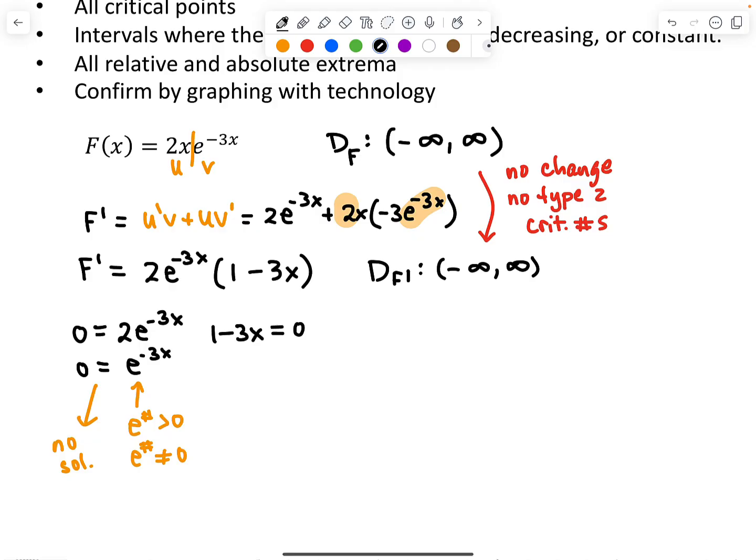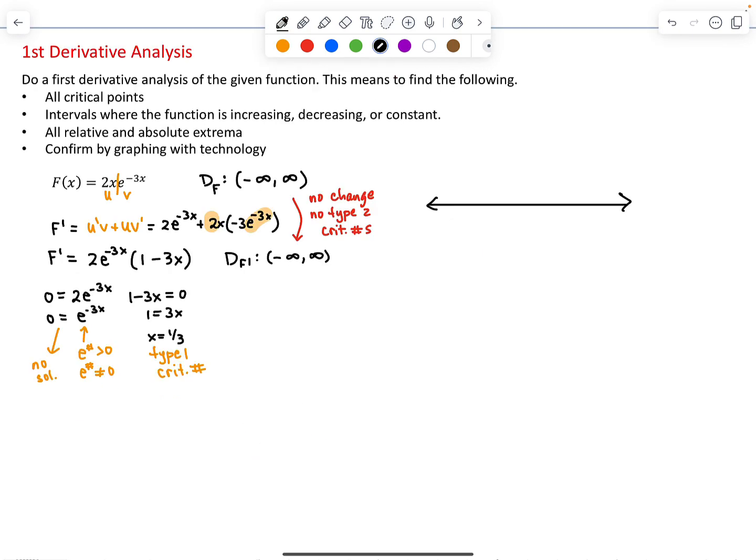But the second equation, we can certainly solve for x. We get 1 equals 3x. Divide by 3, we get x equals 1/3. This is a type 1 critical number. Next, we do our number line that represents the domain of this capital F function. It's all real numbers. On this number line, we put the only critical number, which was 1/3. So we only have two subintervals to test. A number less than a third, that's easy, would be 0, and a number bigger than a third is 1.